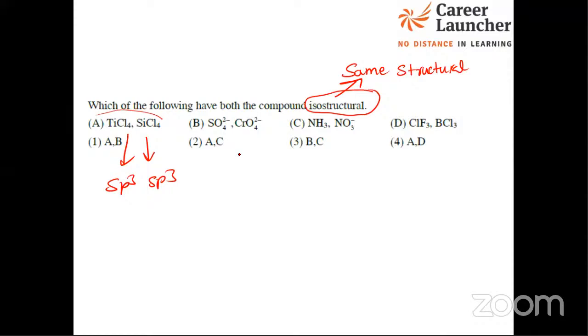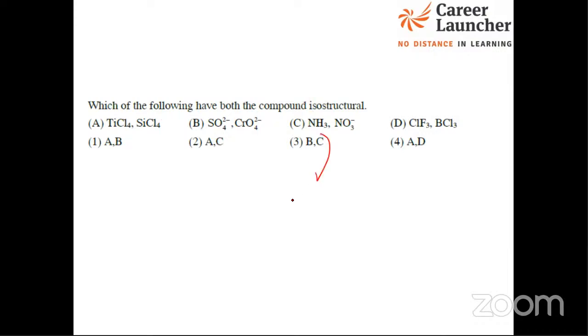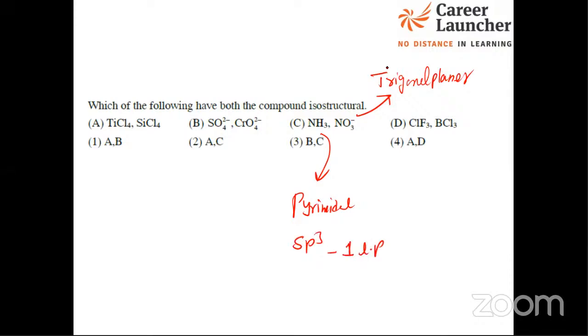SO4 2 minus and CrO4 2 minus are also the same. NH3 is pyramidal, but this is trigonal planar. Because of the hybridization, it is sp3 with one lone pair, and this is sp2.